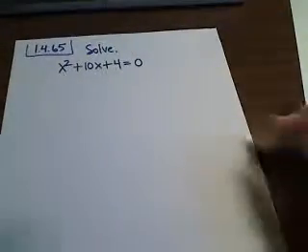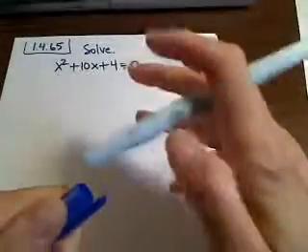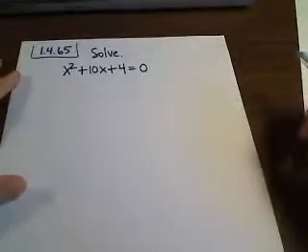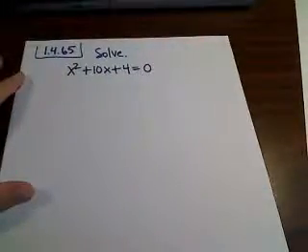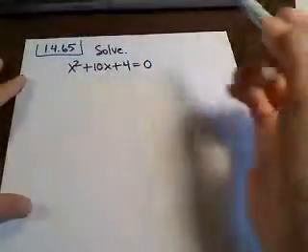Okay, so here's a couple of questions that were asked about using the quadratic formula. This is problem 1.4.65. They ask us to solve x squared plus 10x plus 4 equal to 0. And so if we're going to use the quadratic formula, we need to identify a, b, and c.